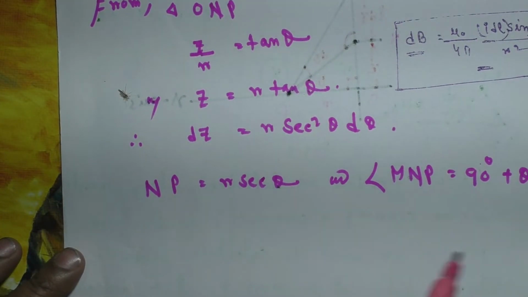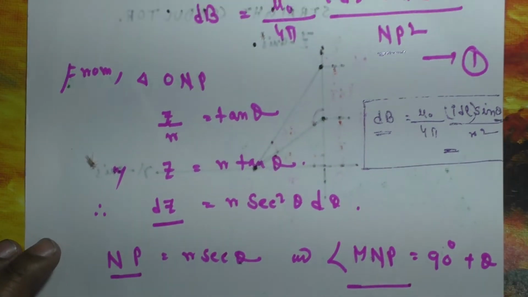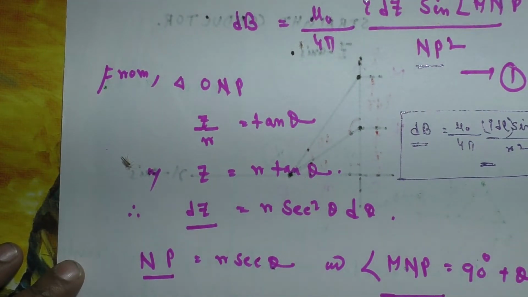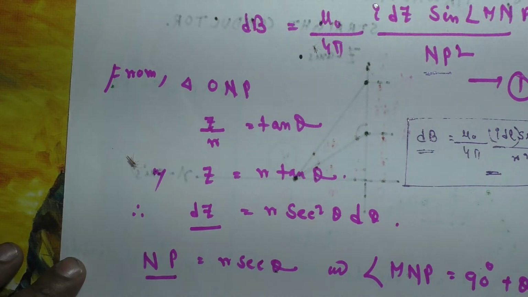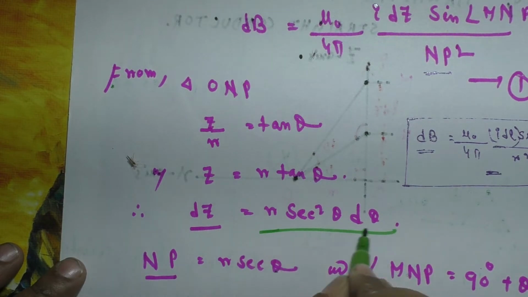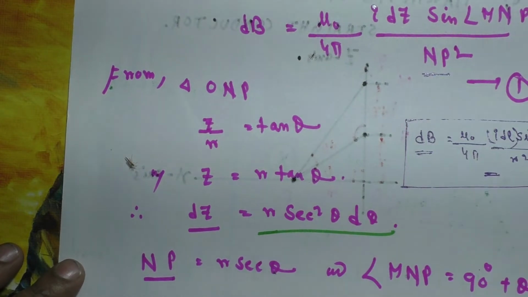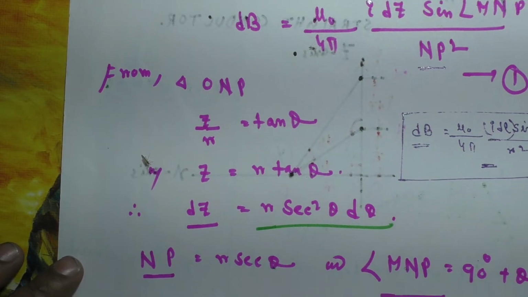And in next step we use this value dz, NP and this angle in this equation. So let us put dB equal to mu 0 by 4 pi I times, in place of dz we write r sec square theta d theta, and sine 90 degree plus theta, that means cos theta.